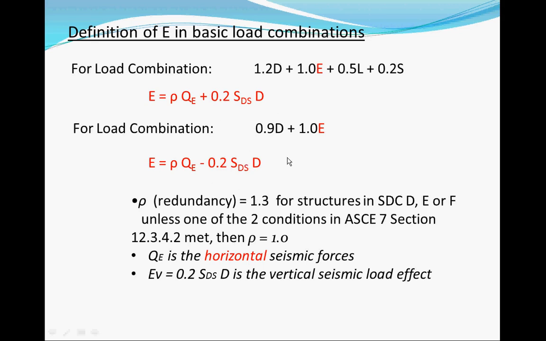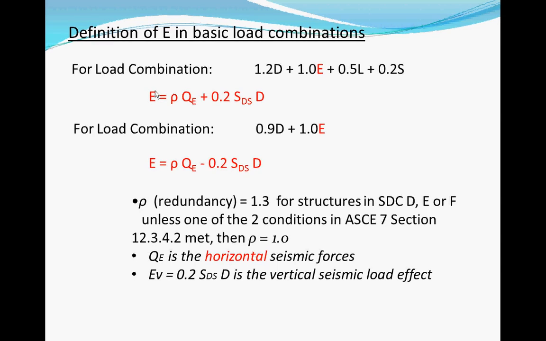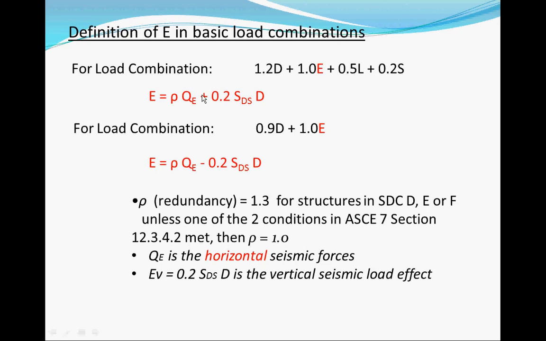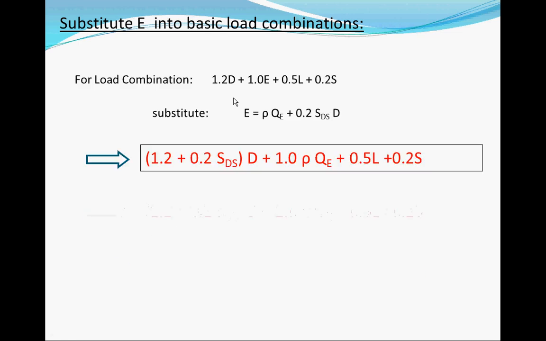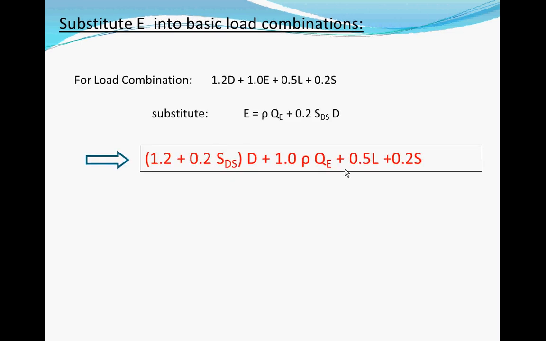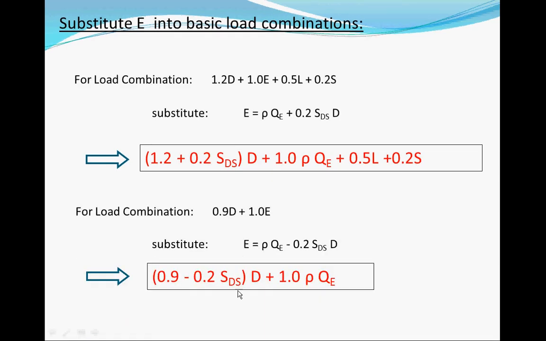So seismic, not only horizontal or vertical, but they also record up and down. So that's vertical. Some records do show vertical, and they're trying to capture that by putting in 20% of this. Okay. Substituting E into the basic low combinations, you get this combo for seismic design. And then substituting that into this other one, you get that combination.